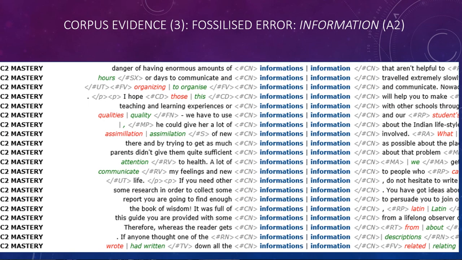And on the screen, the concordance that you can see, each line is taken from a student essay. And in the center there, we will see the word informations, plural, and then the correction information, the correct form following it. So we see quite a number of this particular error. It's a very common fossilized error.